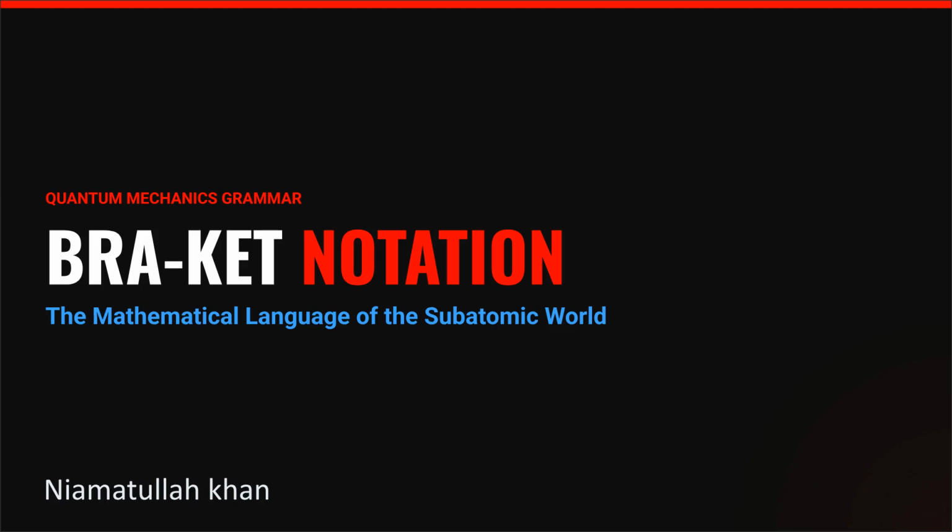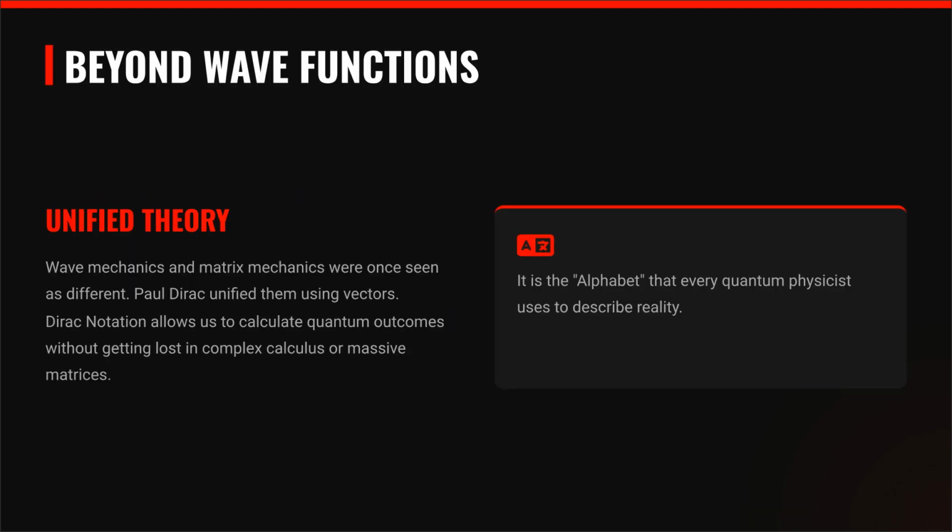Welcome to this video on quantum mechanics grammar, focusing on Bra-Ket notation. This mathematical language is essential for describing the subatomic world. Dirac notation unified wave mechanics and matrix mechanics. It allows us to calculate quantum outcomes without excessive complexity. It is the fundamental alphabet used by every quantum physicist.